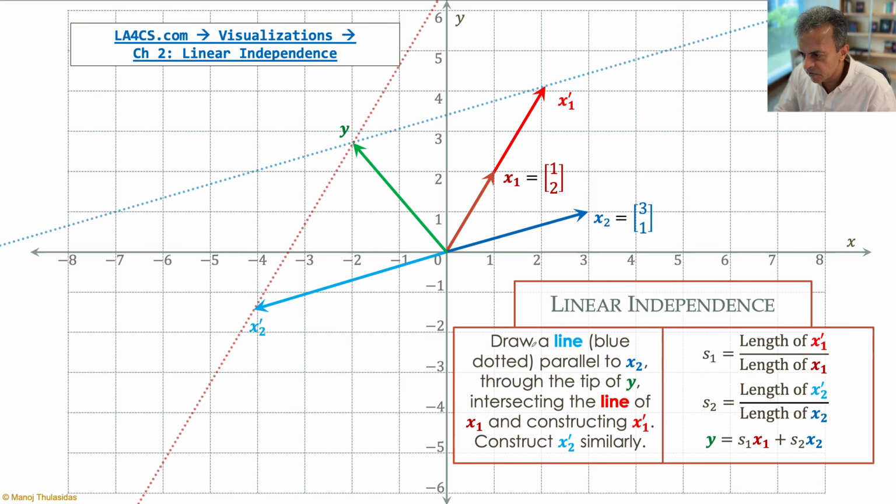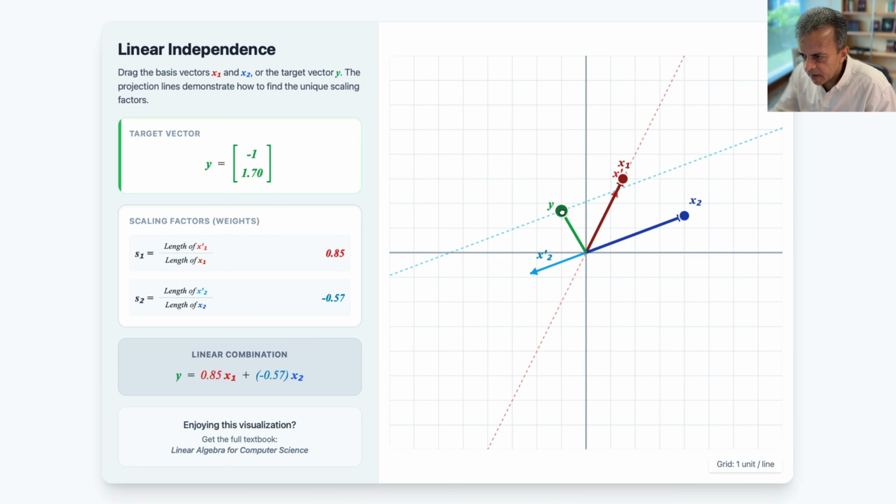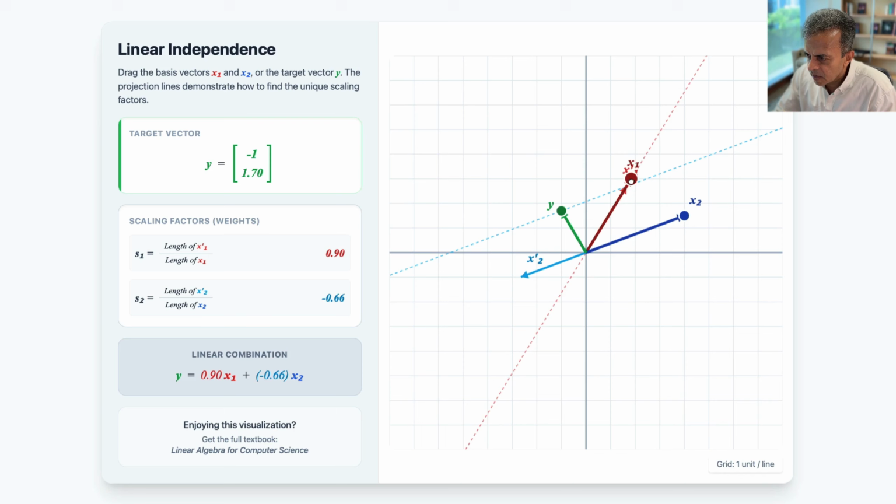And this also has a visualization, so let's take a look at that one. So the idea here is that I can move my y anywhere, and then you can see that my blue dotted line is parallel to my vector here, and my red dotted line, which hasn't actually moved to the tip here.